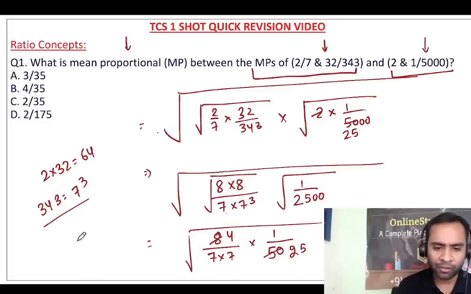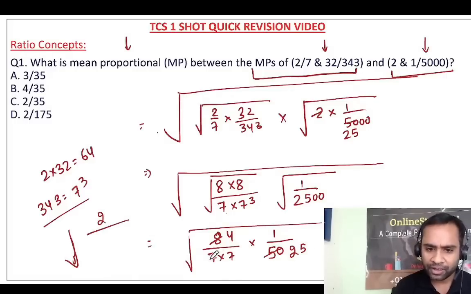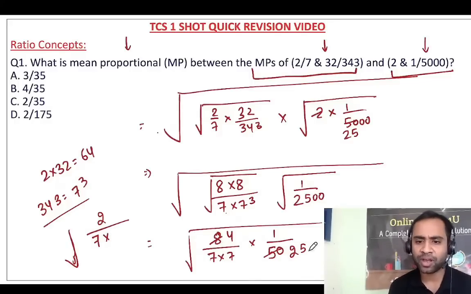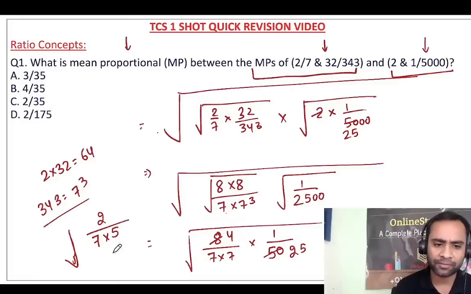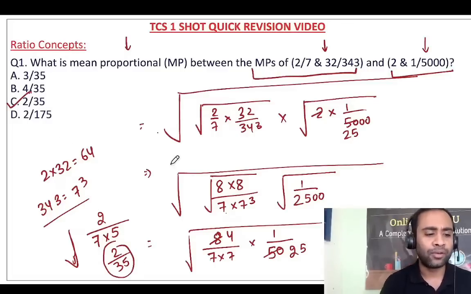Okay, very good. Now 4 is there, so the square root of 4 will be 2. Two 7s are there, so write one 7 so that it comes out from the square root. The square root of 25 is 5. So the answer is 2 by 35. It is very simple if I know the concept.